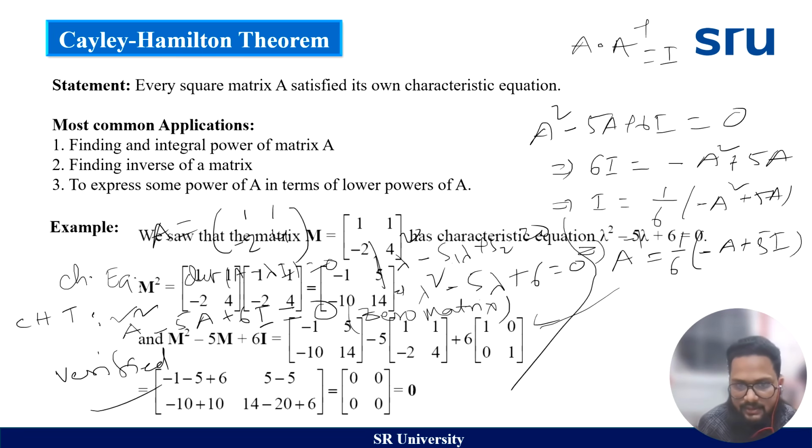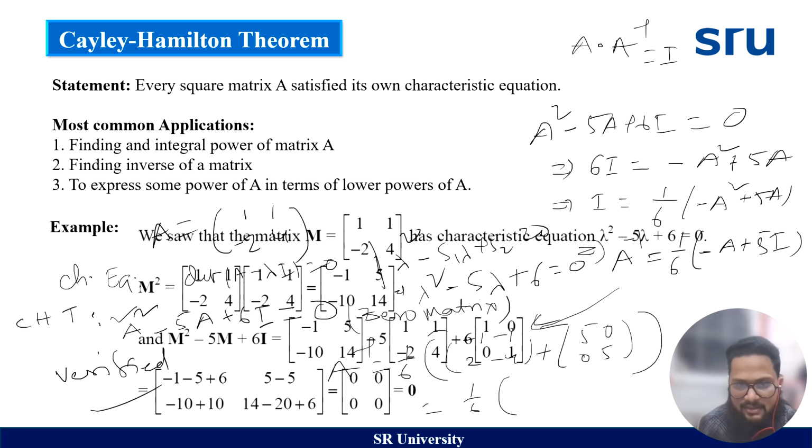So I am calculating here. A inverse equals 1 by 6 times minus A plus 5I, so minus 1 2 minus 4 plus 5I means 5 0 0 5. Now you just calculate it: 1 by 6 times the matrix 4 minus 1 2 1, and this will be the inverse. You can extend this concept to a 3 by 3 matrix, 4 by 4 matrix, and the same process applies.